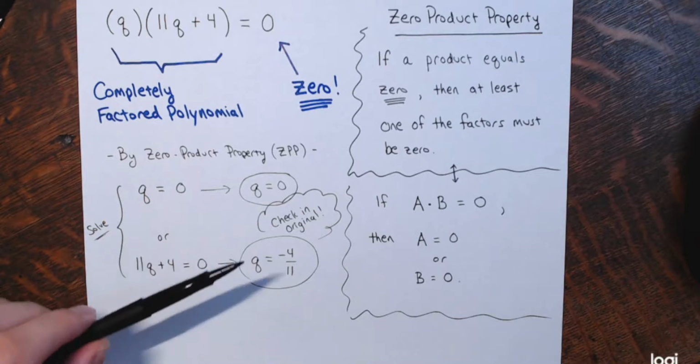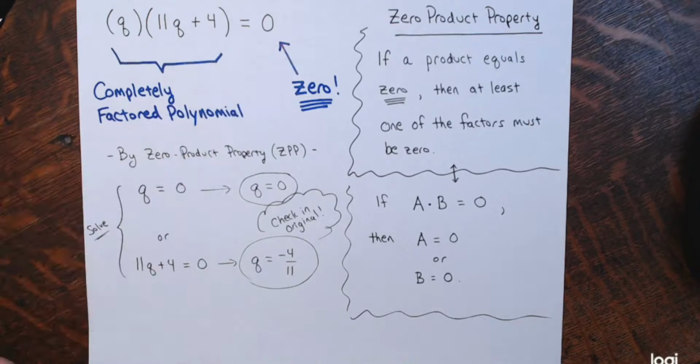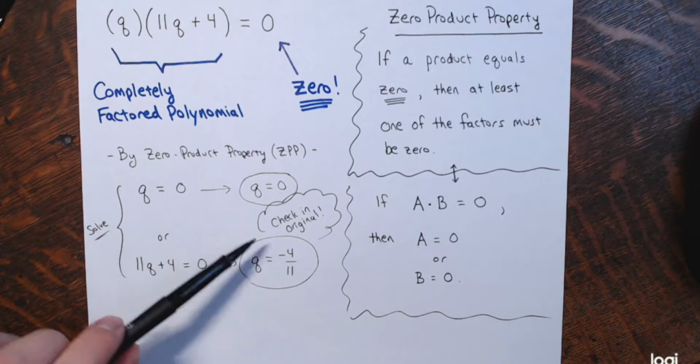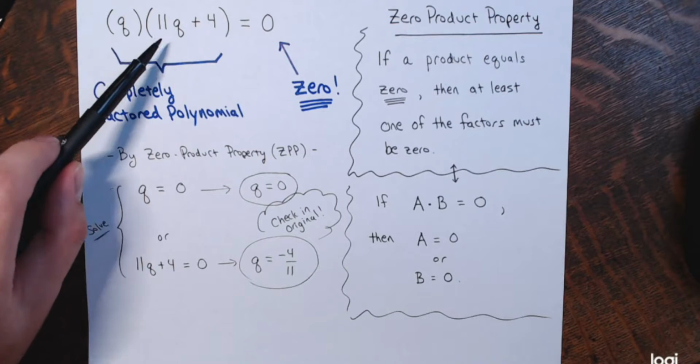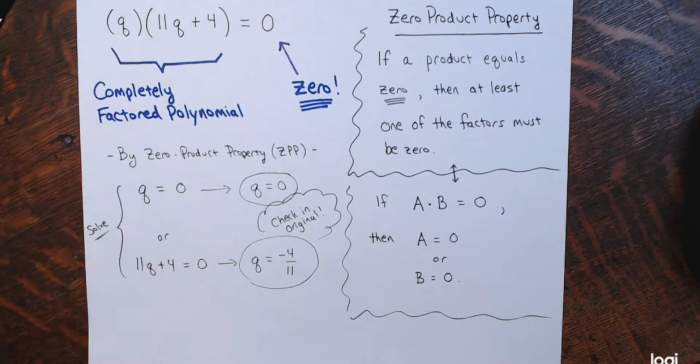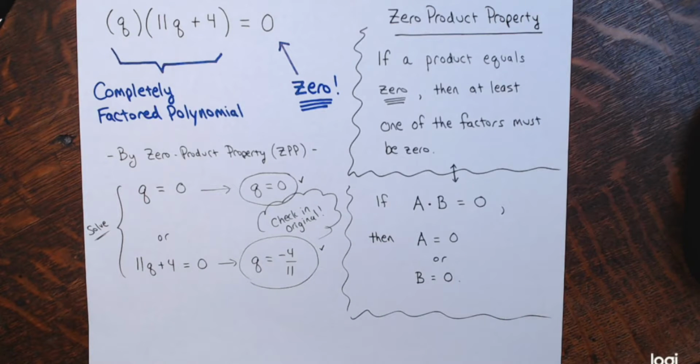So when Q equals 0, you'd have 0 times 4 equals 0. That's true, right? Because anything times 0 is 0. When Q is negative 4/11, you'd have negative 4/11 times 0. Right? The second factor would be 0 equals 0, and that's true. So both of these are good. And if you know you're doing everything right, they should work out.